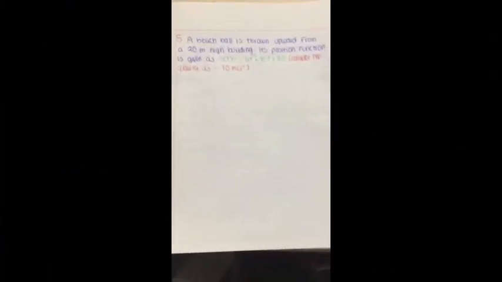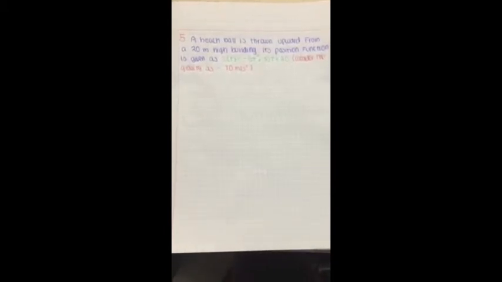The problem for our project is the following. A beach ball is thrown upward from a 20-meter high building. Its position function is given as s(t) = -5t² + 10t + 10. Consider the gravity as -10 meters per second squared.